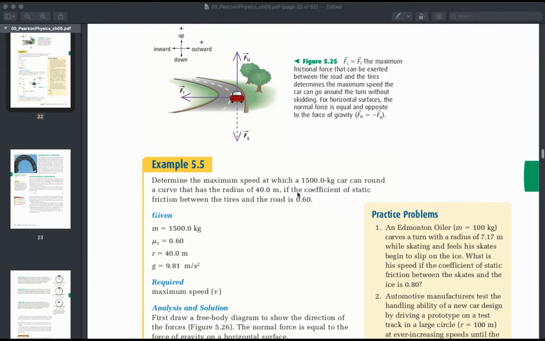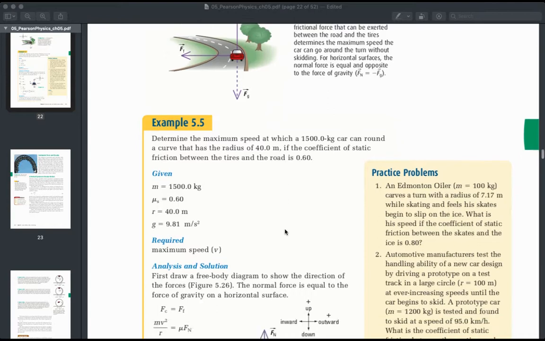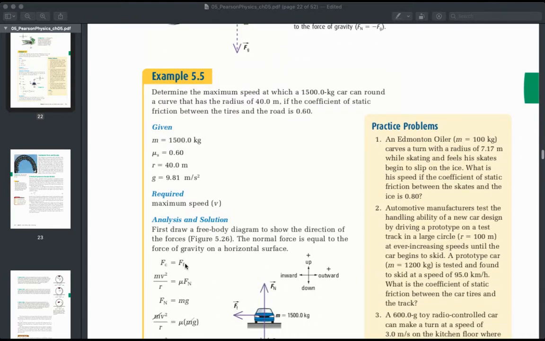So here's an example. Determine the maximum speed that a 1,500 kilogram car can round a curve that has a radius of 40 meters if the coefficient of static friction between the tires and the road is 0.6. So this kind of goes back a little bit to our dynamics unit. We've got a coefficient of friction, but the way it would start is we would say the force centripetal has to equal the force friction. That's kind of the break-even point. If the force centripetal is too big, then it doesn't travel in circular motion. If it's smaller, then it can travel in circular motion, but the vehicle wouldn't be traveling at its maximum speed, which is what we're looking for.